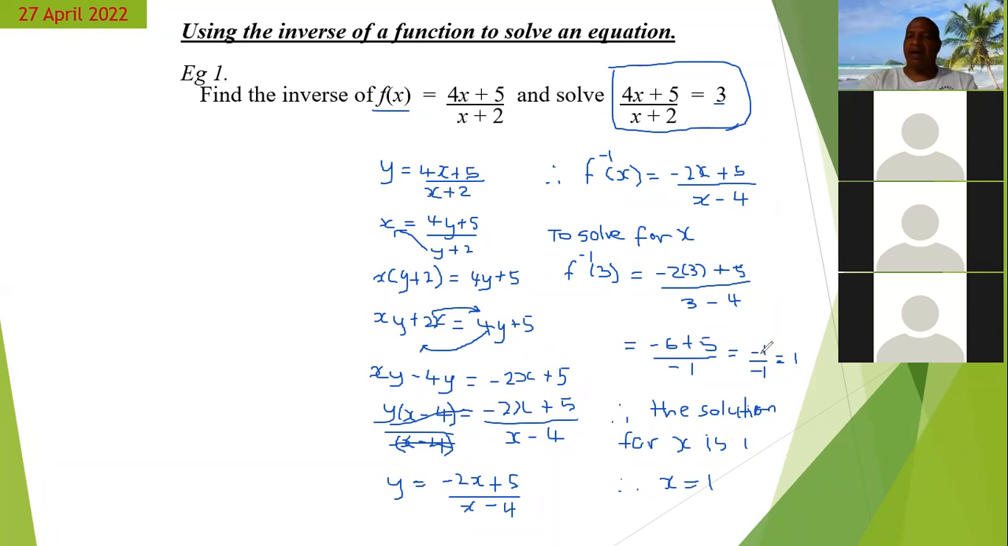So you get -1 in the numerator over -1 in the denominator. And if you divide -1 by -1, you get +1. So the solution for x is 1. That means x is equal to 1.